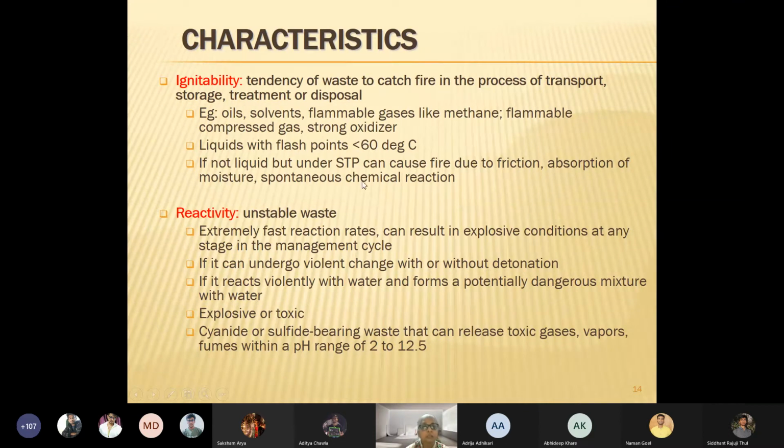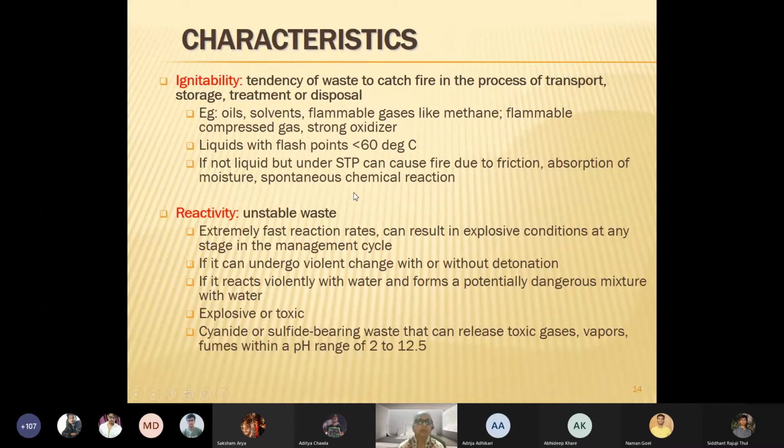If it's not a liquid but under standard temperature and pressure, if it can catch fire due to friction, friction creates sparks, and absorption of moisture under certain conditions can create fires, and spontaneous combustion or spontaneous chemical reaction can also lead to fires.